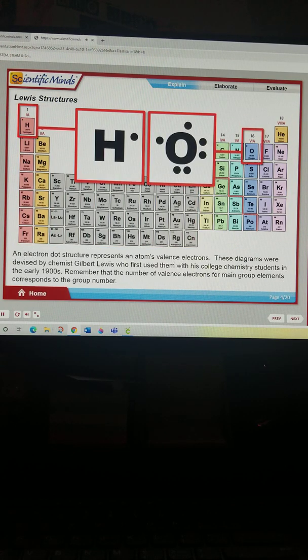An electron dot structure represents an atom's valence electrons. These diagrams were devised by chemist Gilbert Lewis, who first used them with his college chemistry students in the early 1900s. Remember that the number of valence electrons for main group elements corresponds to the group number.